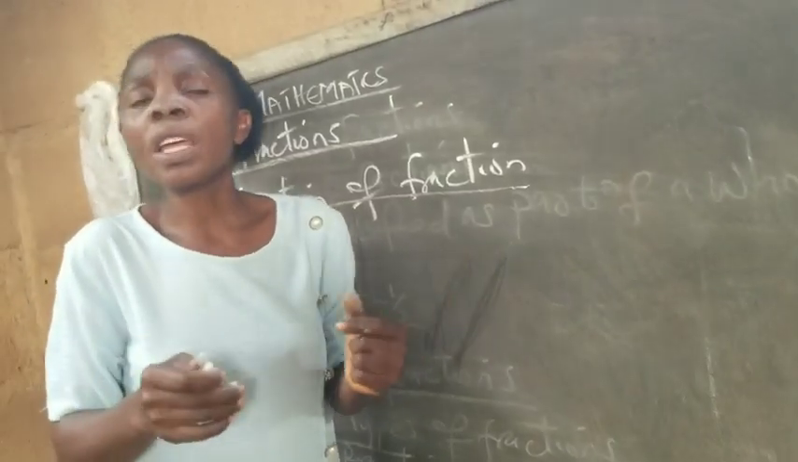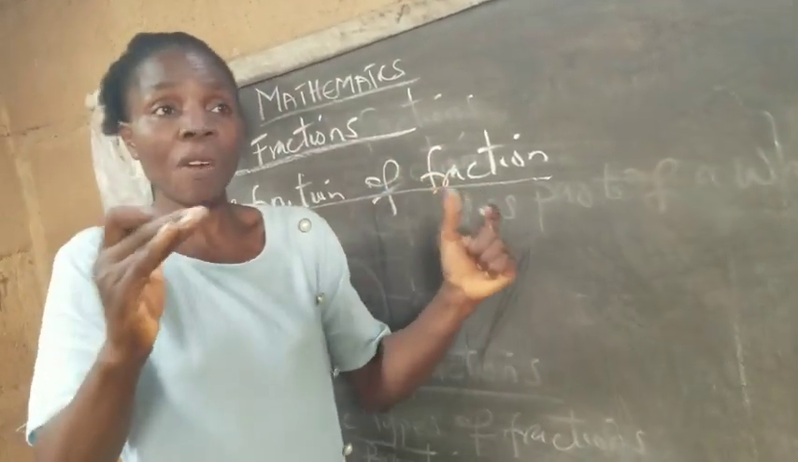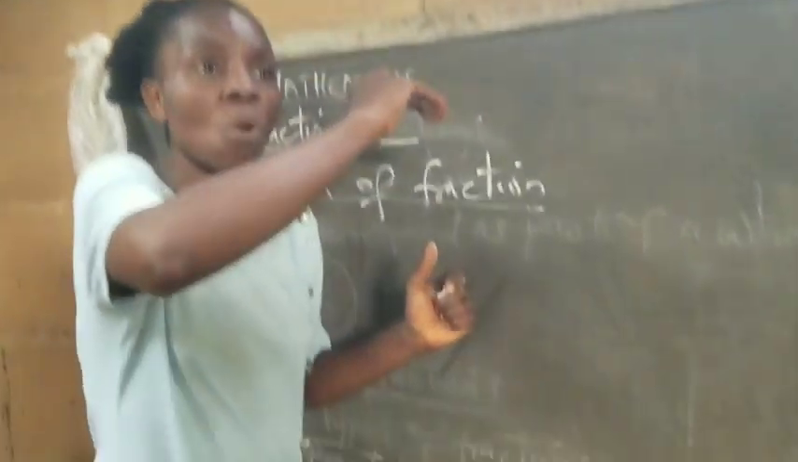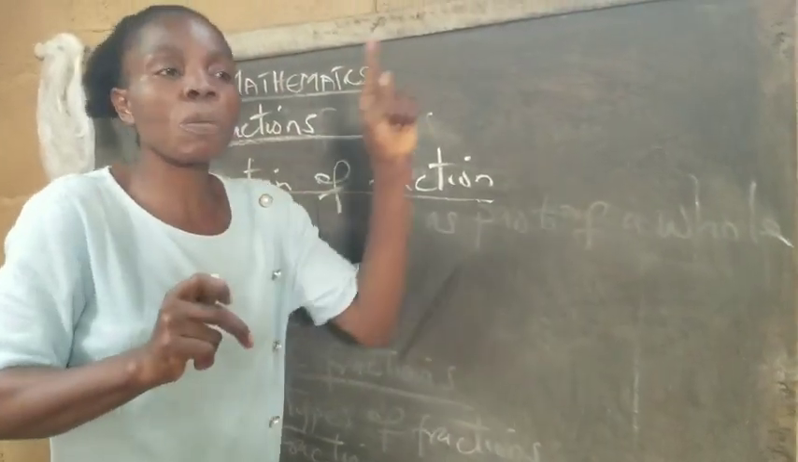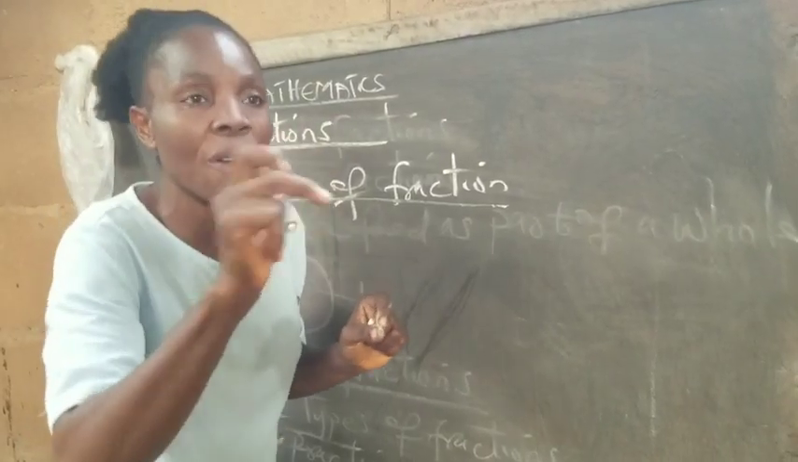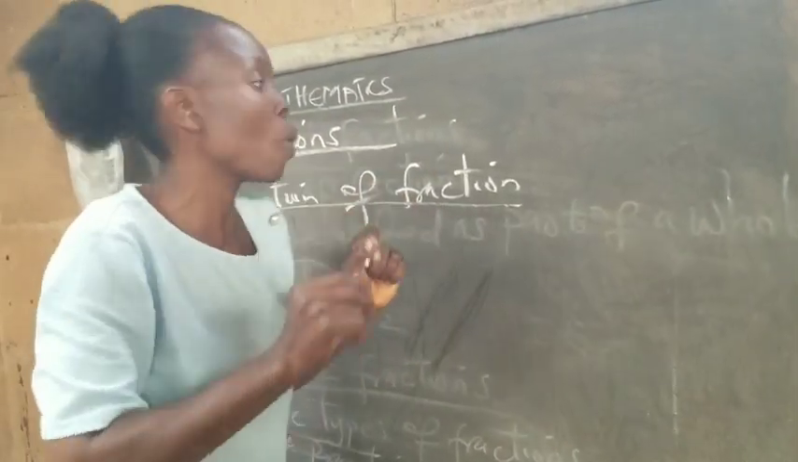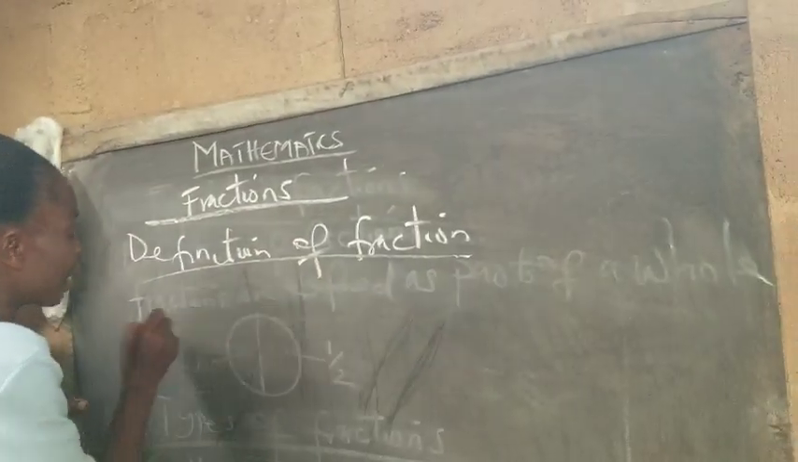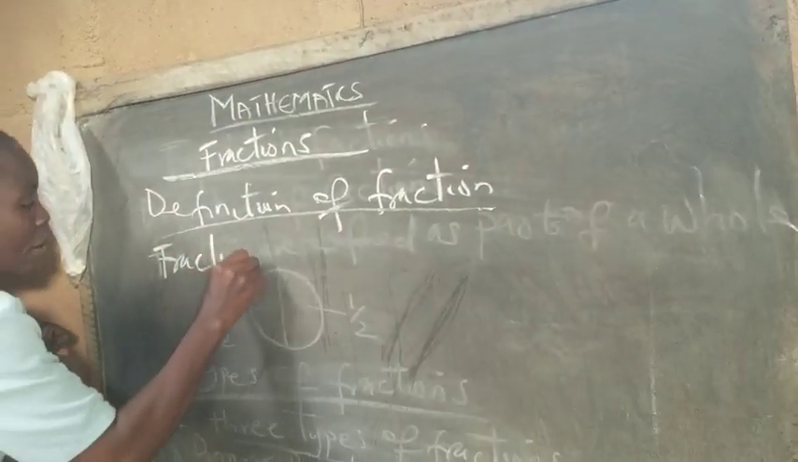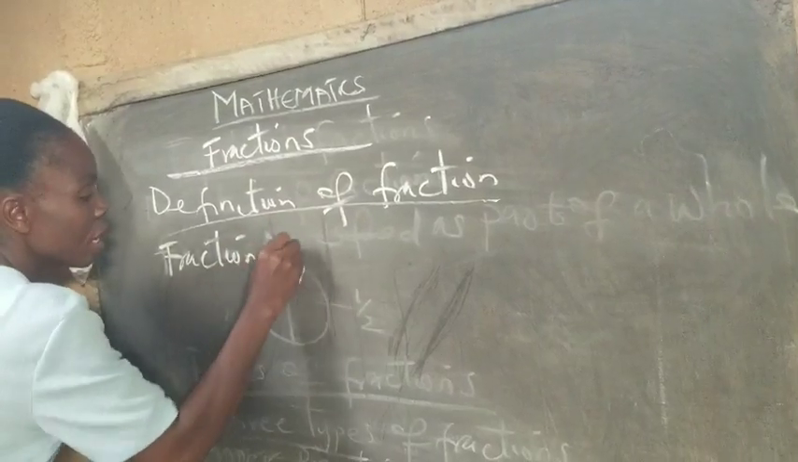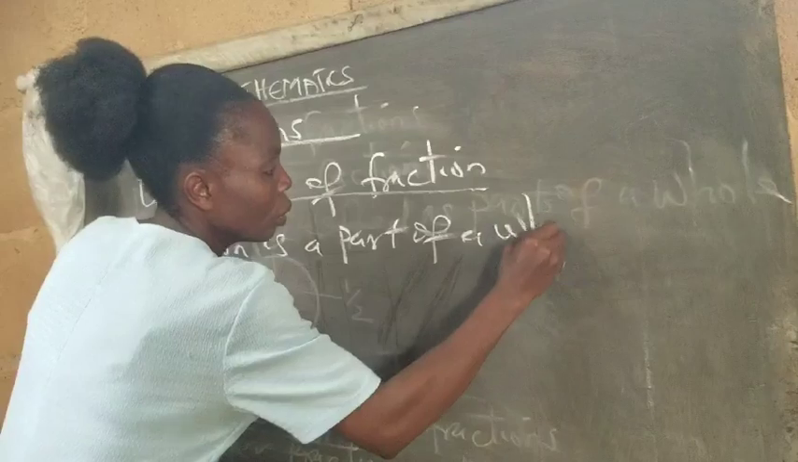Now also, if I divide that orange into 4 pieces, these are live examples of fractions. If I divide that orange into 4 equal parts, each of those parts is 1/4. That is a fraction. 1/4, 1/4, 1/4. Remember, I say a fraction is a part of a whole.